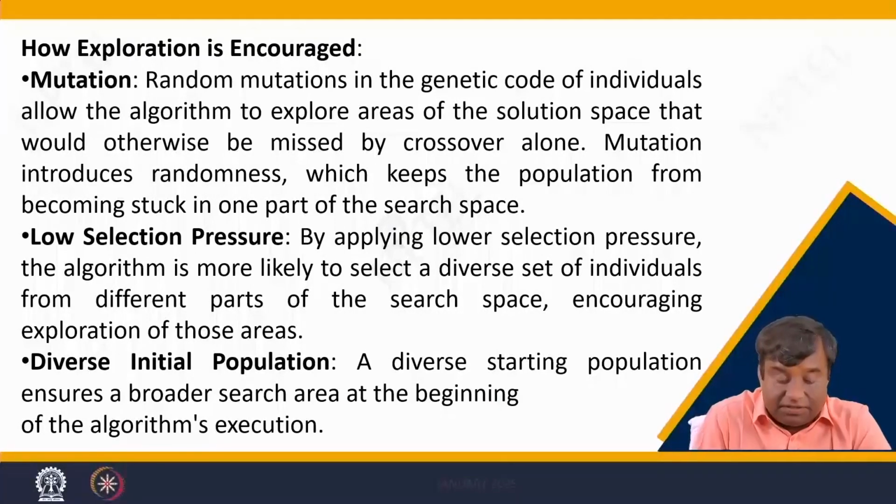How is exploration encouraged? First is mutation. Random mutation in the genetic code of individuals allows the algorithm to explore areas of the solution space that would otherwise be missed by crossover alone. Mutation introduces randomness, which keeps the population from becoming stuck in one part of the search space. Low selection pressure. By applying low selection pressure, the algorithm is more likely to select a diverse set of individuals from different parts of the search space, encouraging exploration of these areas.